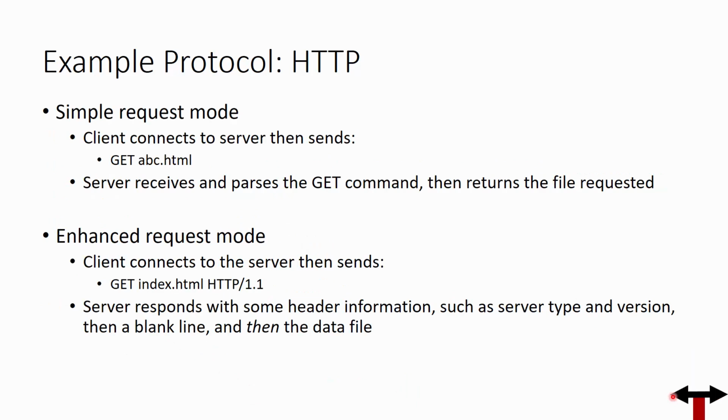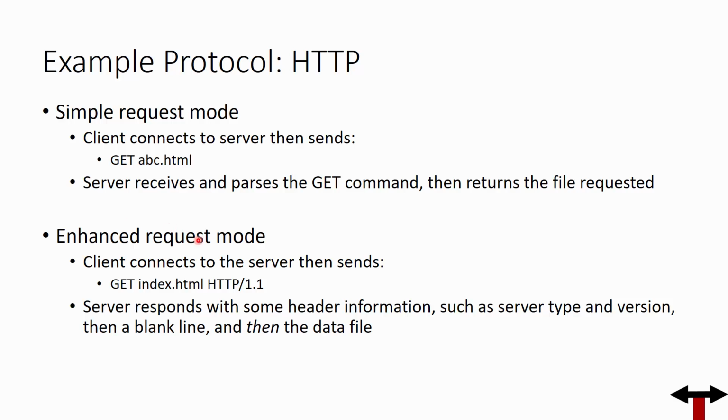So as we look at HTTP here, it has two primary modes of interaction. In the first mode, it's a very simple mode. You simply pass it a text-based command that says get and then the file name. So in the example we have here, abc.html, we're just saying, give me this file. Then the server is going to get it, and it's going to return that file that you've requested.